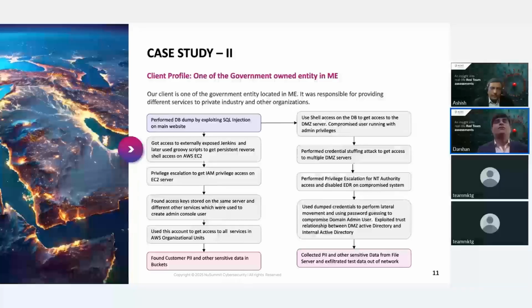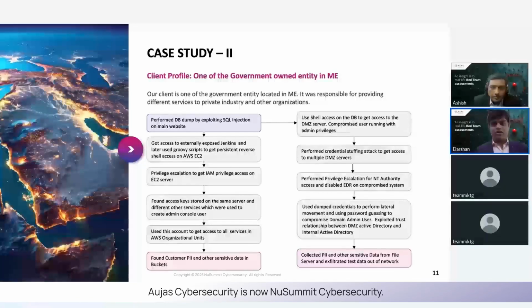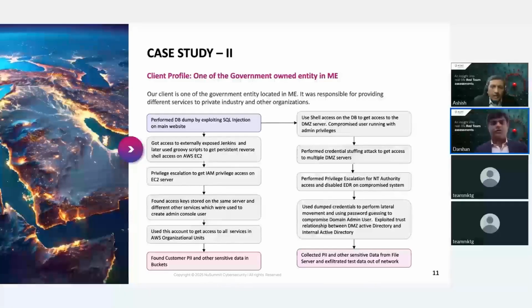That is where I would want to stop here. I would want to throw back this entire discussion towards Ashish and everyone on the call, and would want to understand what kind of understanding you require, or if any questions you have.